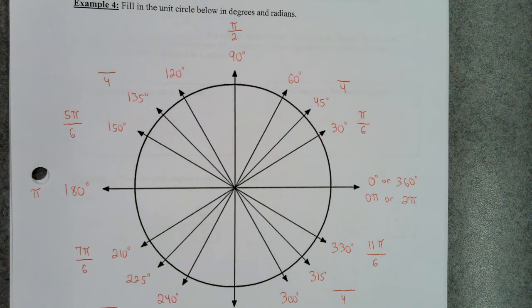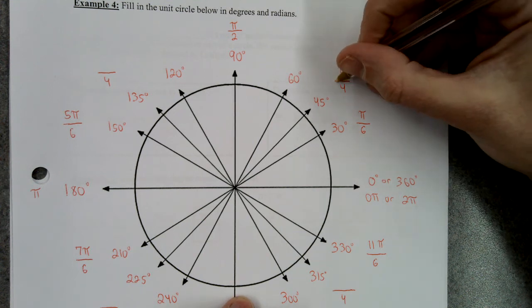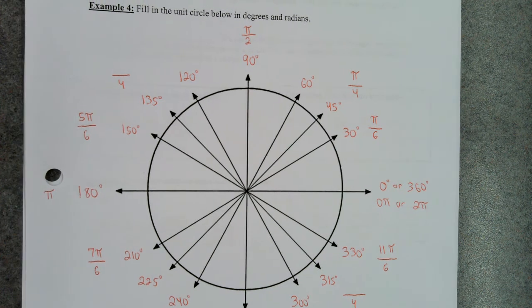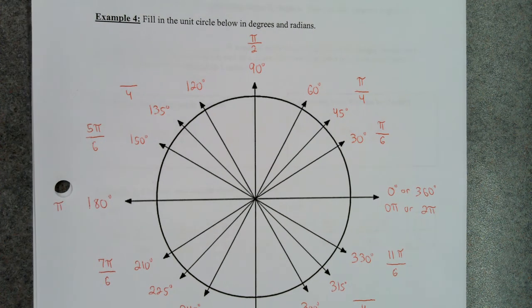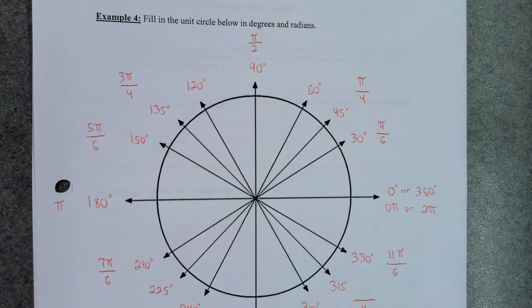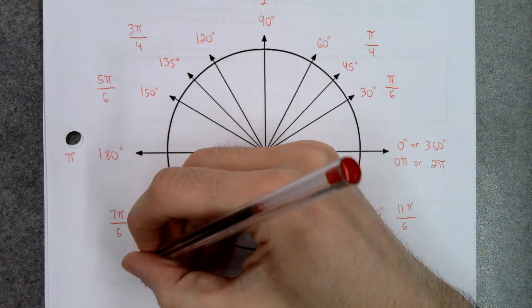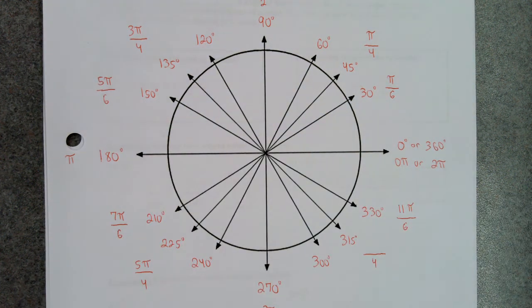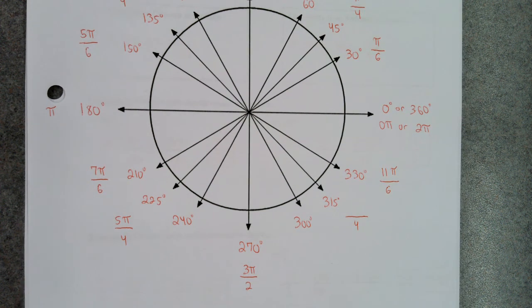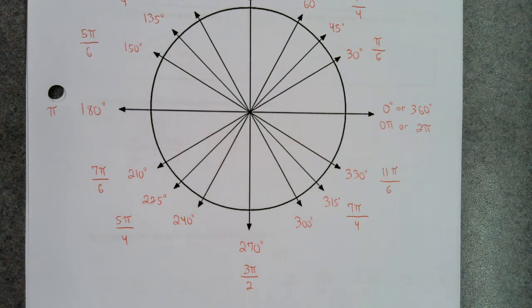So the first one, 1 pi over 4, you cannot simplify. I'm just going to write pi over 4. You can simplify 2 pi over 4, so that's not the next one. But you cannot simplify 3 pi over 4. Okay, the next one. You can simplify 4 pi over 4, but you cannot simplify 5 pi over 4. And the next one, you can simplify 6 pi over 4, but you cannot simplify 7 pi over 4, so that's the next one.